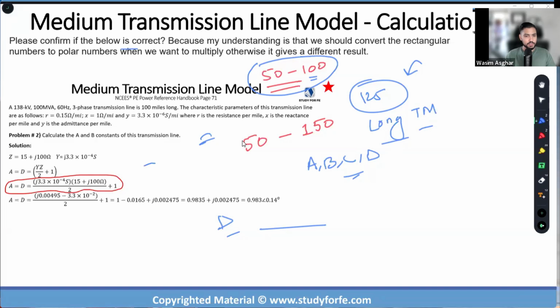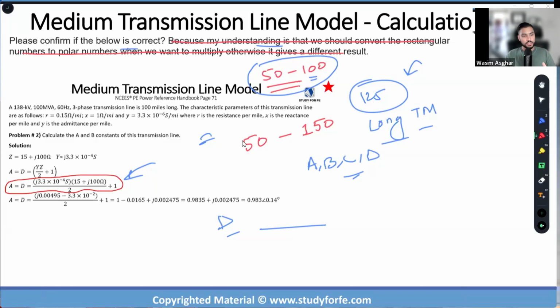So circle this, right? Because my understanding is that we should convert the rectangular numbers to polar numbers when we want to multiply, otherwise it gives a different result. Right off the bat, this is a wrong statement. You can go ahead and solve complex numbers, multiplication, division, addition, subtraction, whatever you want to do with them, square root, by using either rectangular form or polar form.